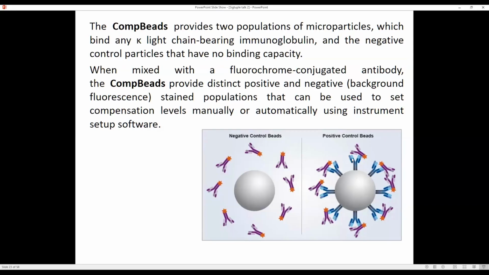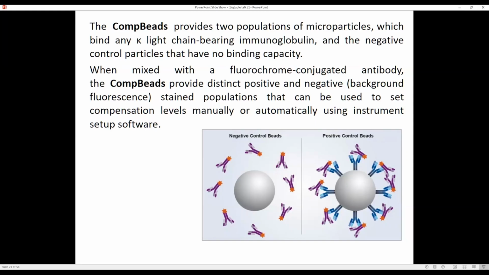It has anti-kappa molecules on its surface. I repeat, these beads have anti-kappa molecules on its surface. So you add any antibody tagged with any fluorochrome, it goes and binds to it, because every antibody has a kappa light chain on it. Antibody means it should have a heavy chain and light chain, right? And all antibodies you're using in your laboratory, let it be CD19, 27, 54, whatever, they have kappa light chain on them. And these beads are designed in such a way that they have anti-kappa molecules on the surface. So when you add these antibodies, they will go and bind.